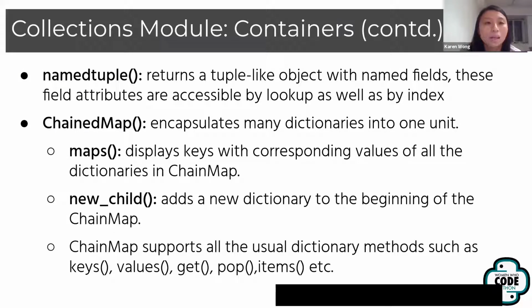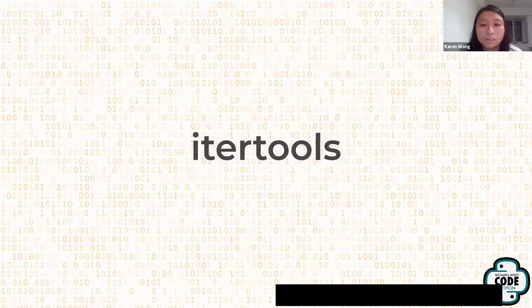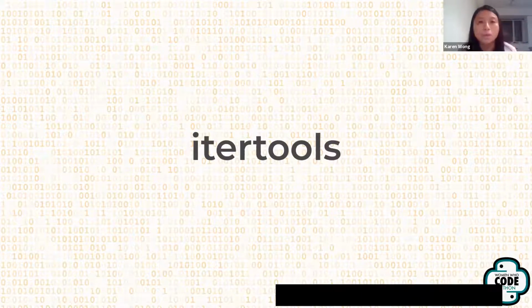And then one of them is namedtuple. It returns a tuple-like object with named fields, and these attributes are accessible by lookup as well as by index. ChainMap is one function that encapsulates many dictionaries in one unit. If you guys are still confused, don't worry about it first. Once you get to the hands-on, it will be more familiar to you, definitely more familiar if you haven't played around with these functions before.